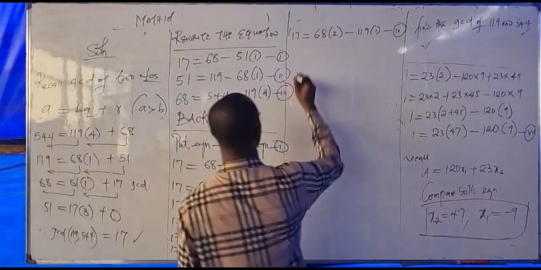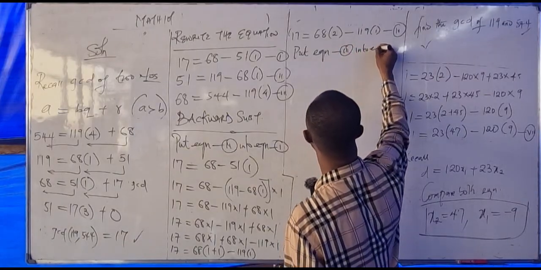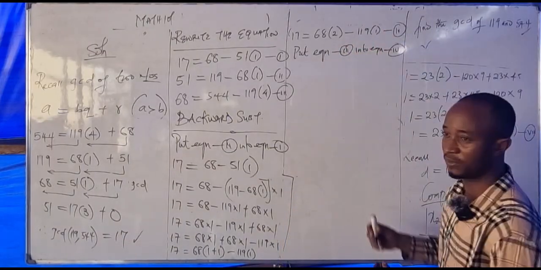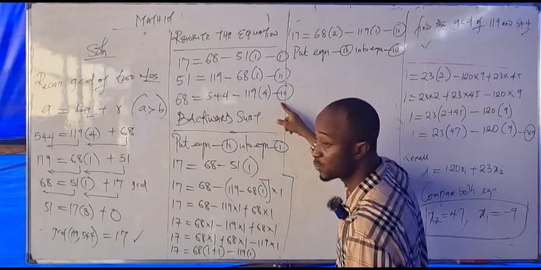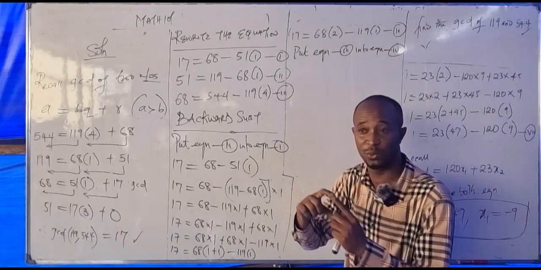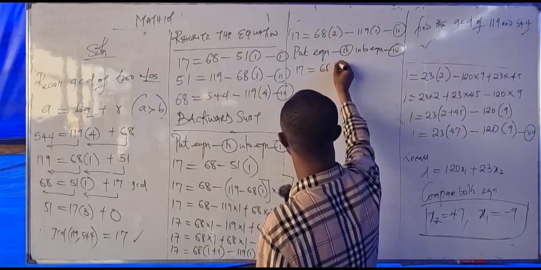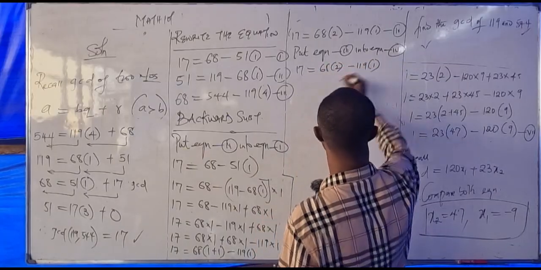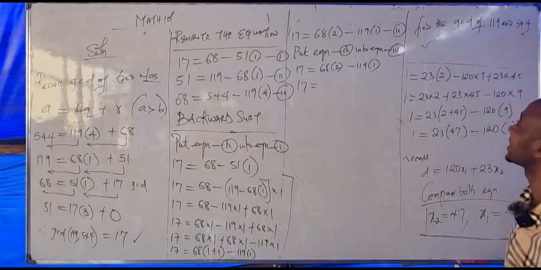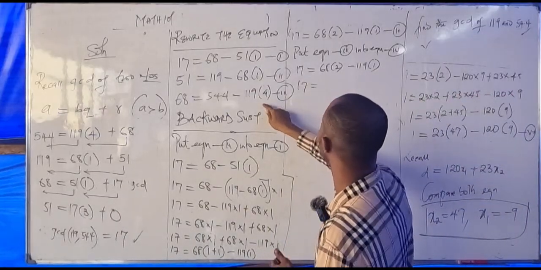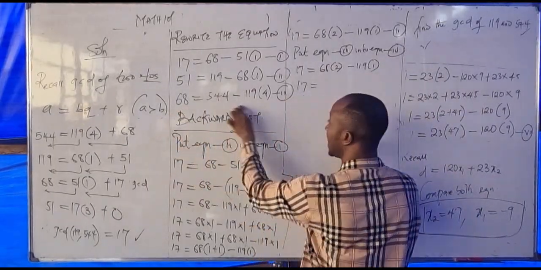So the next step is what do we do here? We'll now put equation 3 into equation 4. You know we put 2 into 1 to generate 4. I will now put 3 into 4 to generate 5. So let's go. What is equation 4 saying again? 17 equals 68 times 2 minus 119 times 1. So we have 17 equals what? Let's put in equation 3. What is equation 3? This one, into this 4. Meaning anywhere I see 68, I'll put this. So let's go.